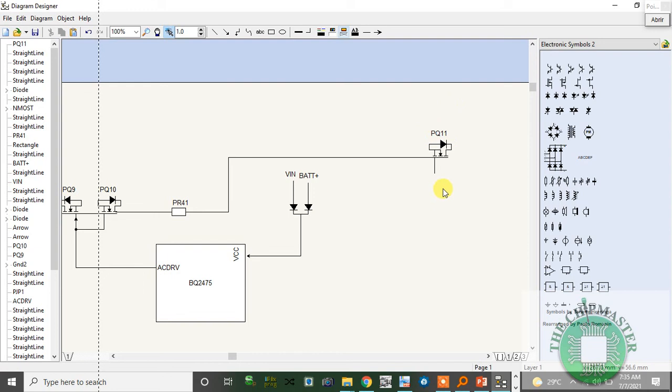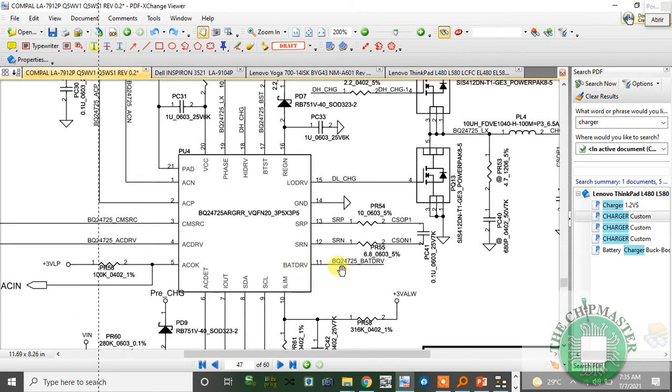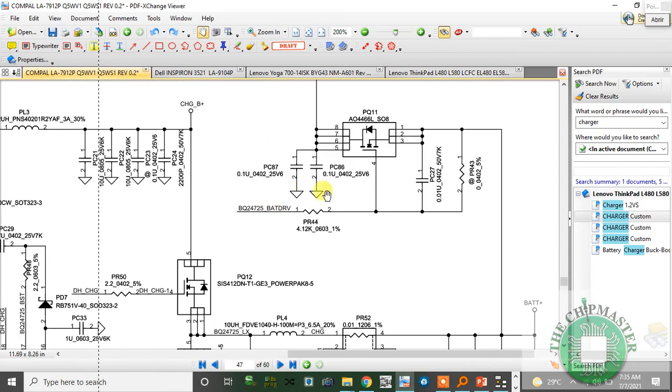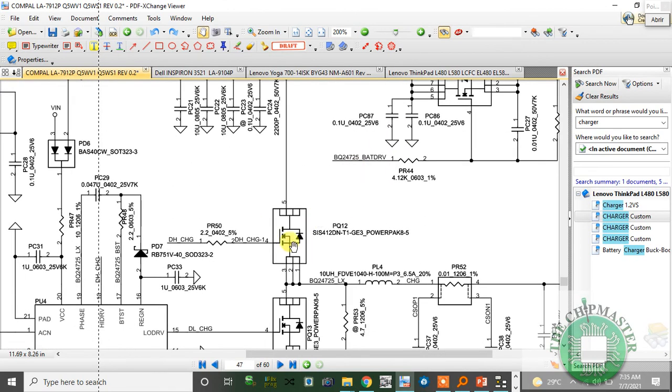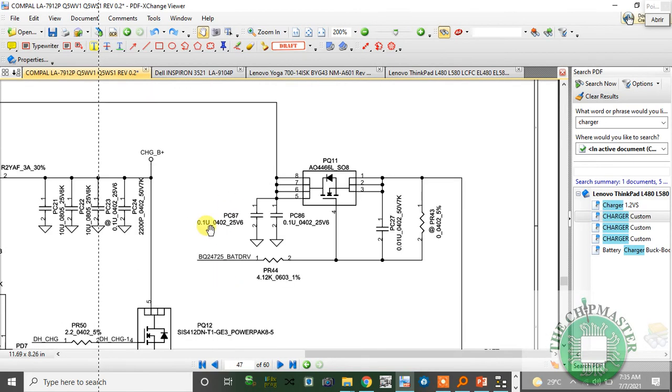So PQ11, which is the battery isolation MOSFET, is connected to the battery and also controlled by the charging chip. As you can see, this one is driven by the BQ24725 drive. This is a low level, right? So it will cut off. So in adapter mode this will be low, in battery mode it will be high, and it is controlling the battery discharging. This is your battery discharging signal. See, back drive, and it is also for discharging.